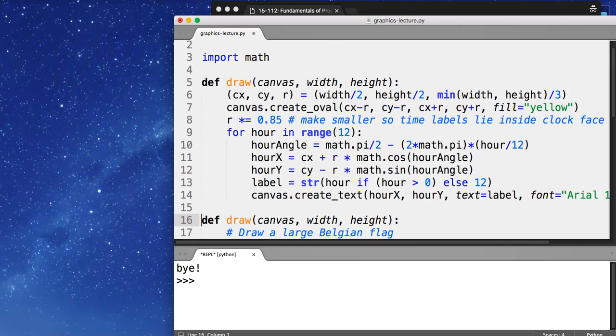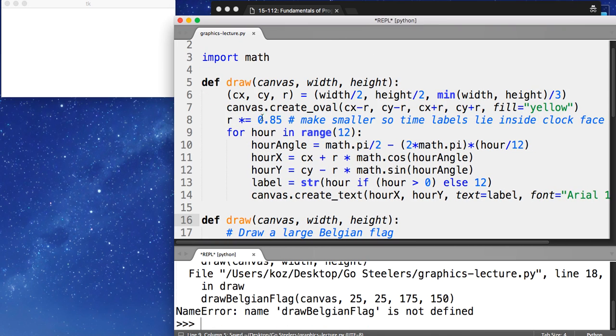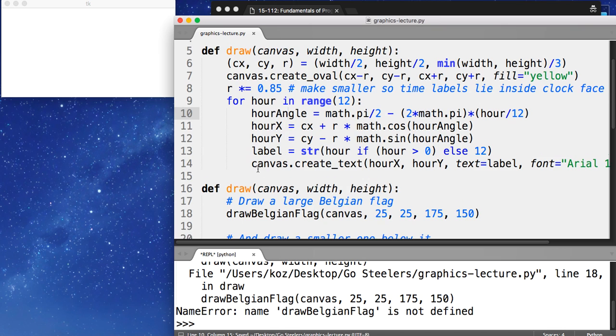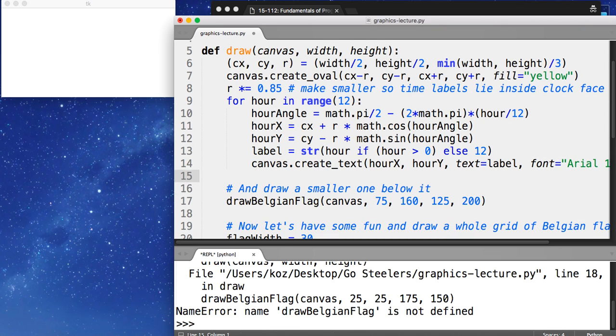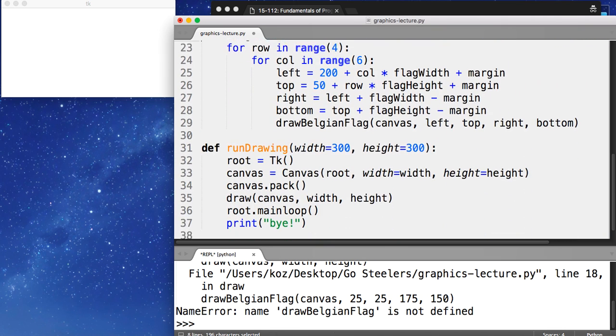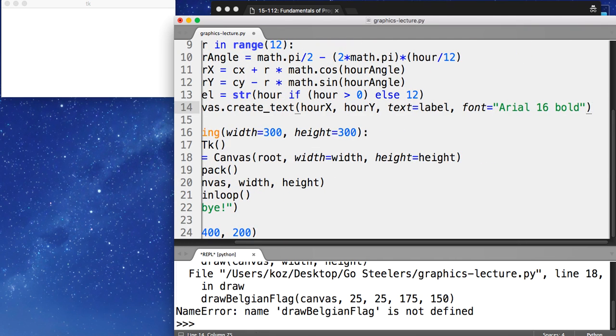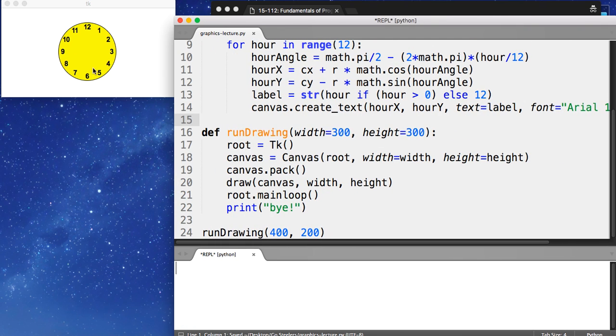You've got to go make this run as well and make sure that, oh, draw Belgian flag is not defined because I had this draw function. Pardon me. I'll get rid of that code. And now we go ahead and run it. There it is. There's our clock.